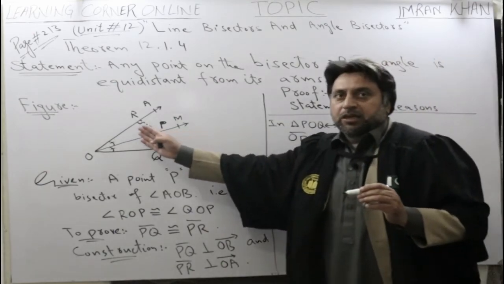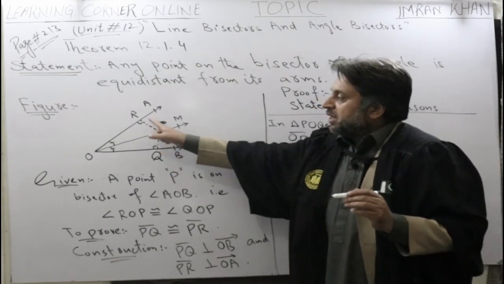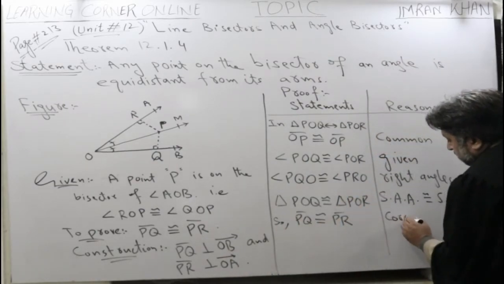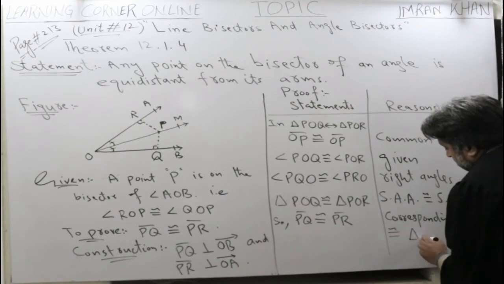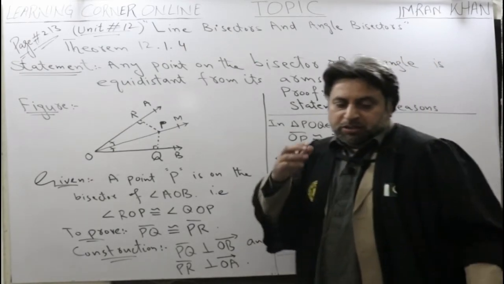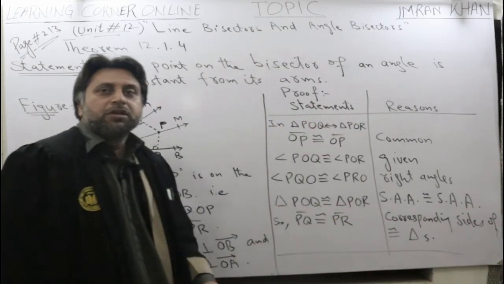When these two triangles are congruent, it means that both the sides PQ and PR are also congruent. PQ is congruent to PR, corresponding sides of congruent triangles.